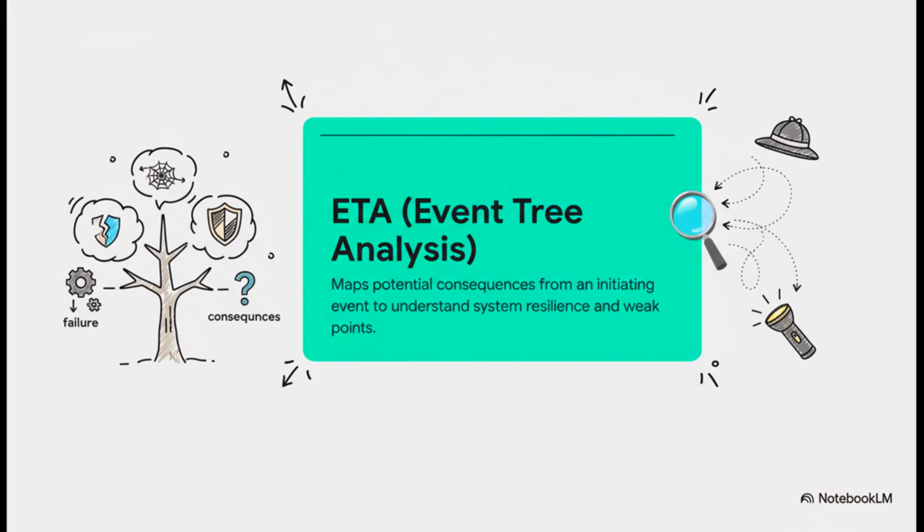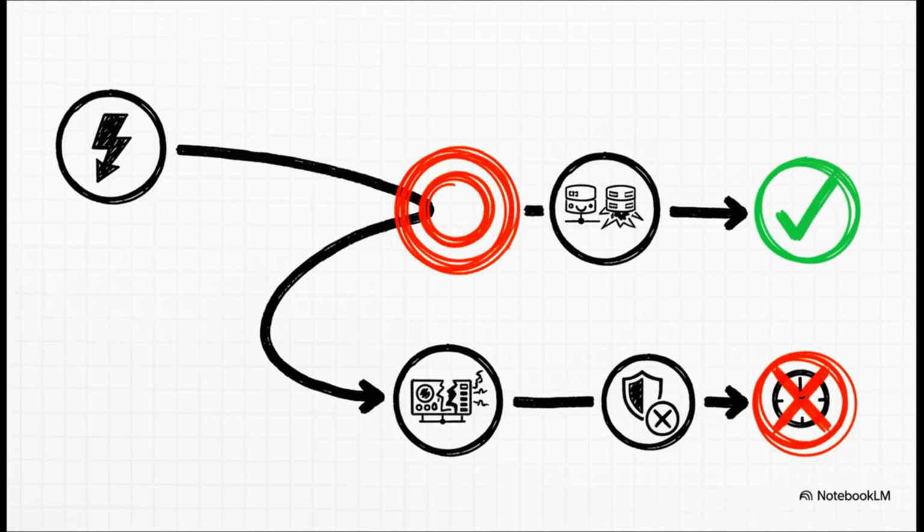All right, our next tool, ETA or Event Tree Analysis, kind of flips the script. If FMEA looks at potential causes, ETA maps out the potential consequences and answers the question, okay, so when something does fail, what's the chain reaction going to look like? This is how you find the weakest links in your response plan. So by mapping out this chain of events, you can see exactly where things can go wrong.